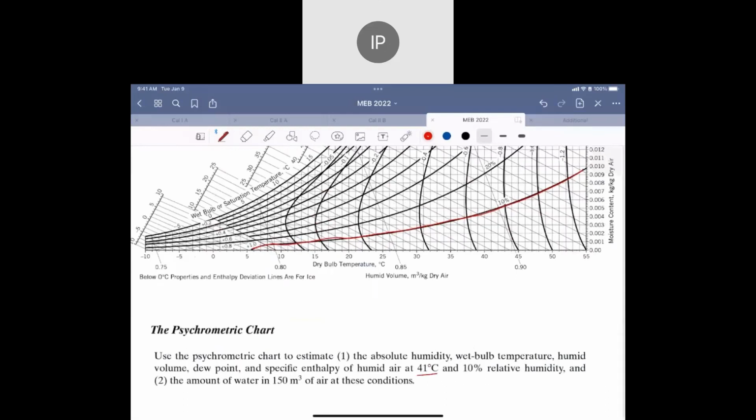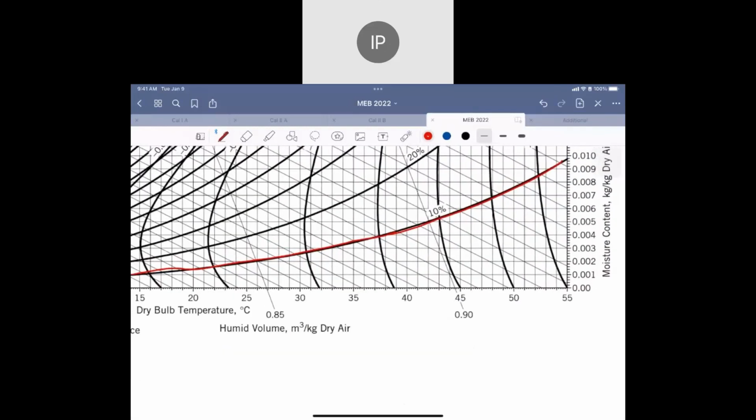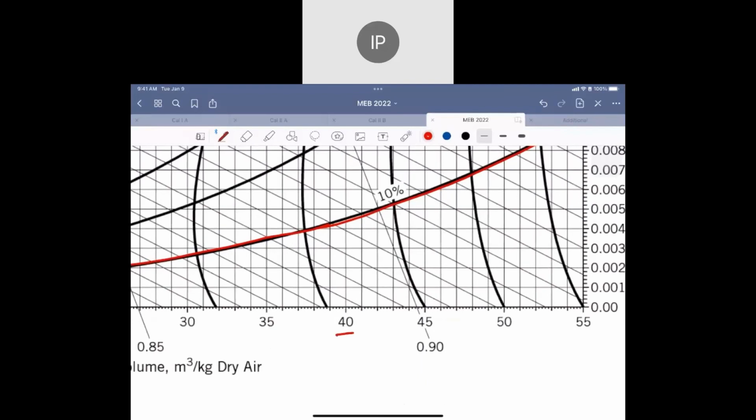Okay, that is 10% at 41 degrees Celsius. So this is 40 and this is 45. So 1, 2, 3, 4. So this is 41, right? So this will be our 41 degrees. Okay.